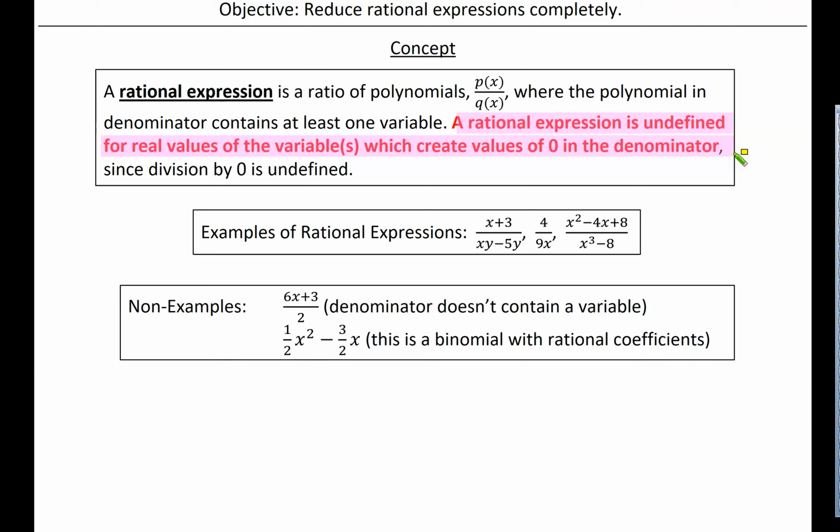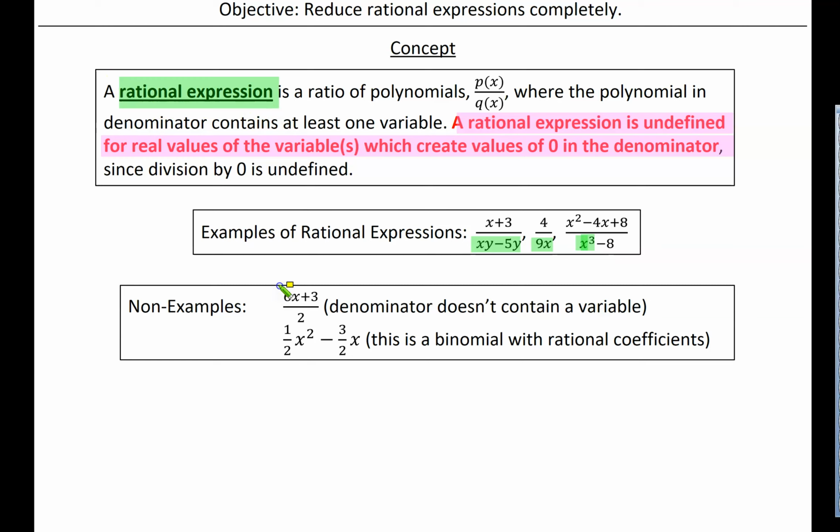And so one of the key things too about rational expressions, how to differentiate them from other types of expressions in mathematics, is the key presence of a variable in the denominator. Here in this first one, we see we have two variables. We have an x and we have a y. Here we have an x, here we have an x or an x cubed. So that's the key thing that identifies a rational expression.